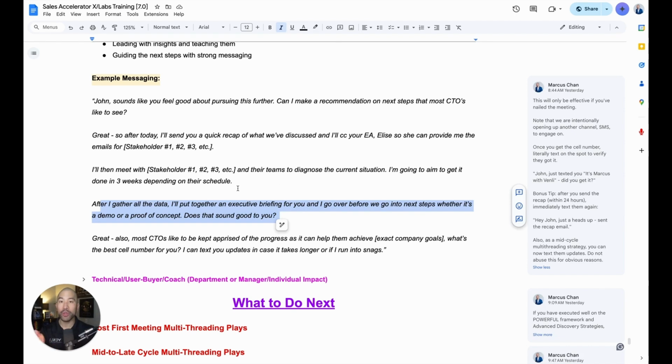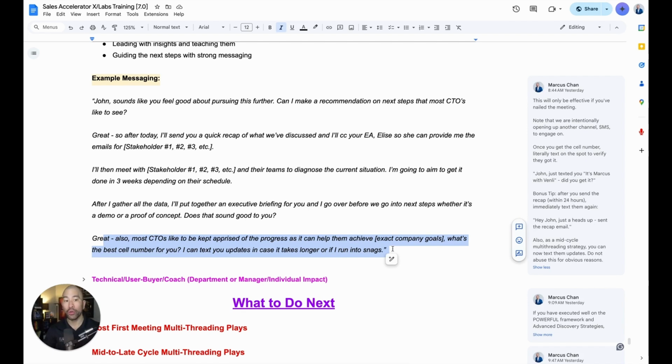It's like a mini mutual action plan that you're laying out verbally to gain agreement on. Okay, great. Also, most CTOs like to be kept apprised of progress, as it can help them achieve whatever goals they told you. What's the best cell number for you? I can text you updates in case it takes longer if I run into snags. So our goal here is to open up a texting conversation on another channel, if you have not done that already. All right, so take a second here, pause the video and just internalize this.